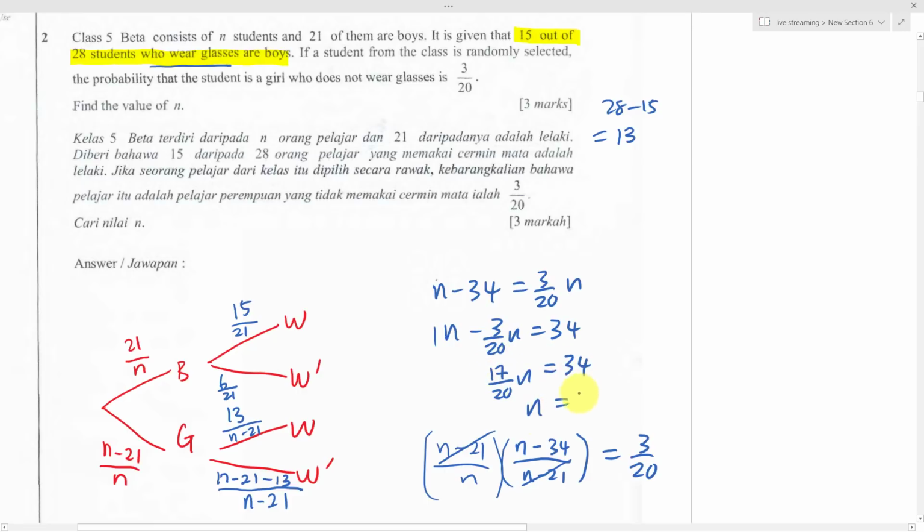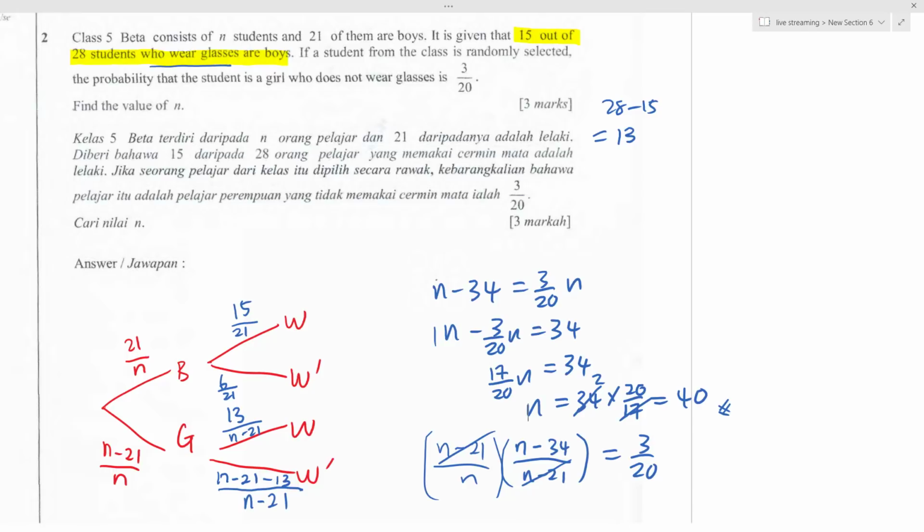Then n actually equals 34 multiply 20 over 17. So the total number should be 40, because when this one cancels, you get 2. So the total number of students will be 40. Right, so I hope at least you know what is happening here.